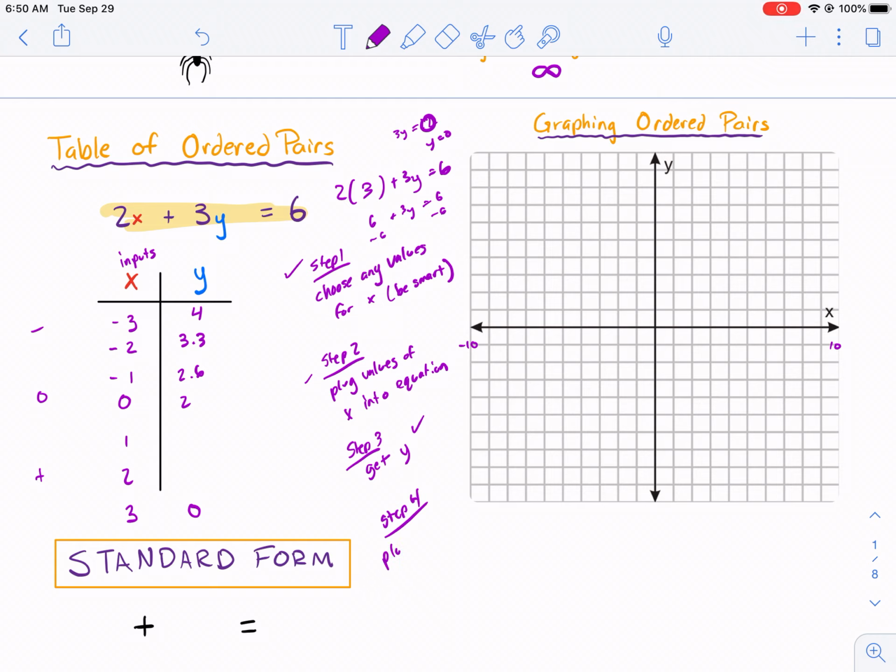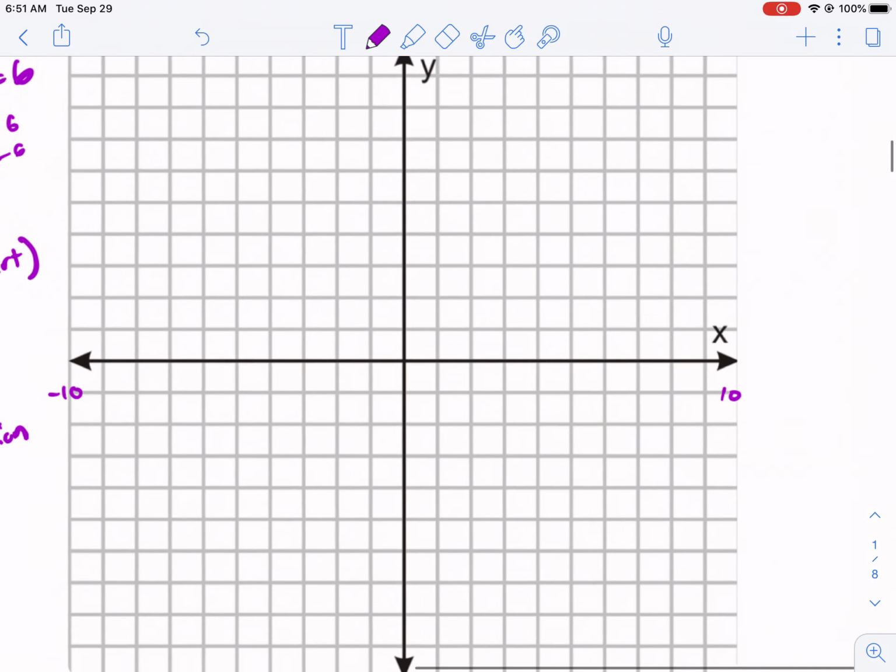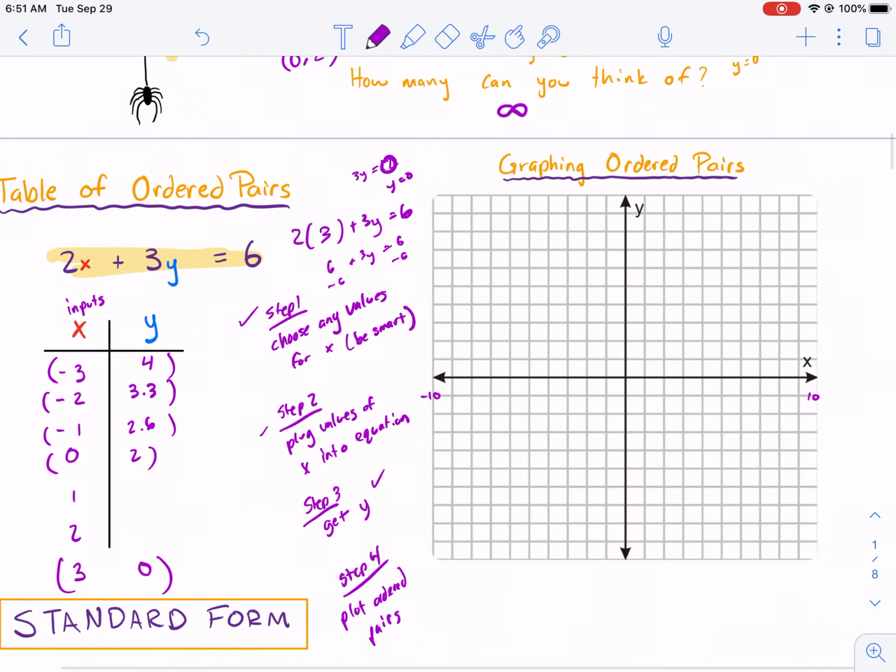Now we're on to step 4. This is where we plot ordered pairs. We have a bunch of ordered pairs here. We have coordinates. Look at these coordinates. We have our x direction and our y direction. Now, surprisingly, even seniors, adults, I've seen this mistake. They get their x's and y's confused. Make sure you label your axes first.